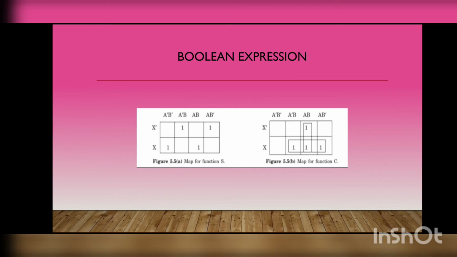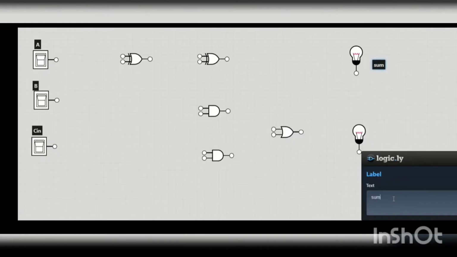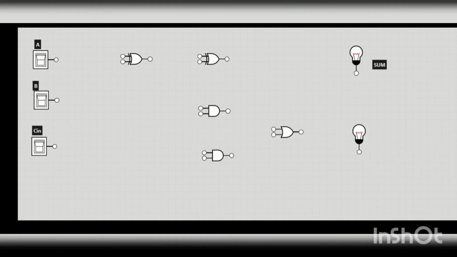And this is the Boolean expression, and this is the circuit diagram for full adder, and the components required are 3 input switches, 2 XOR gates, 2 AND gates and 1 OR gate. Now let us check the output. I have taken 3 toggle switches and 5 gates and 2 bulbs.